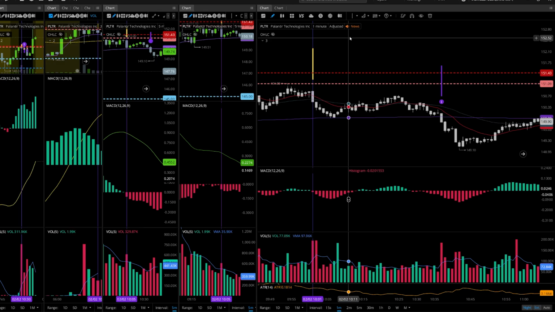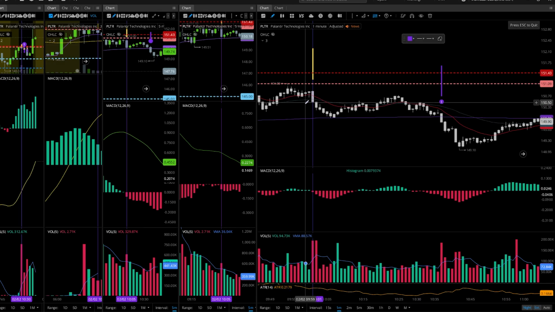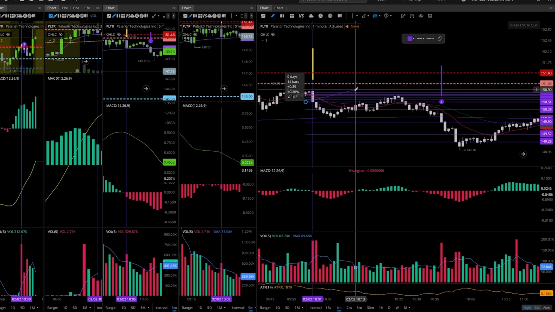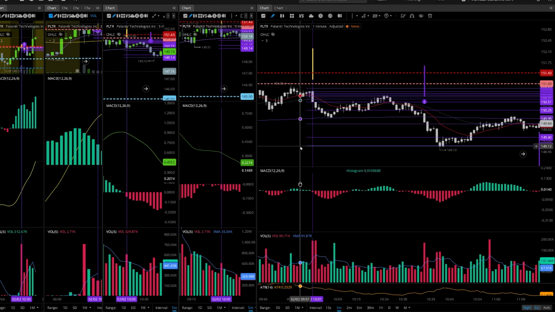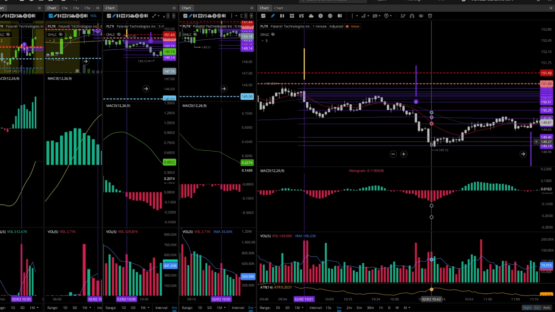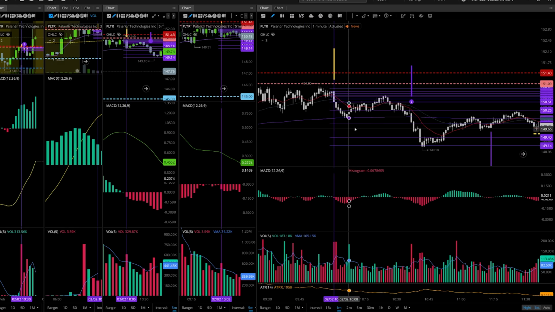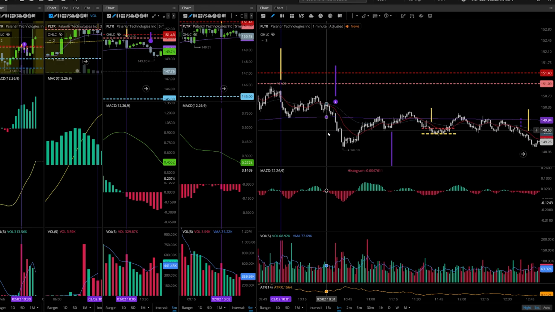So I took the trade right here, entry at the close of the candle, stop loss slightly above. The first profit target was hit, and then it hit the final profit target, but it took about an hour. So that was a good win, nice win.